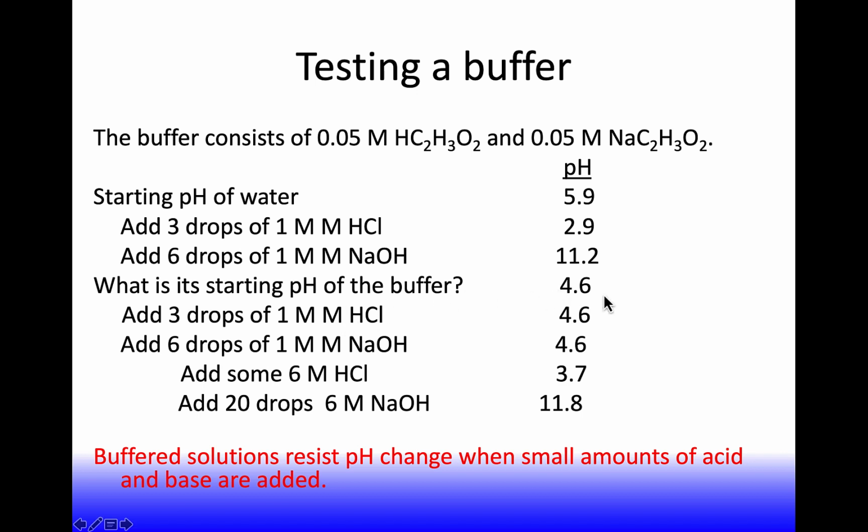Here is the starting pH of the acetic acid sodium acetate buffer system. It's 4.6. And then I add the same amount of acid as I did to the water, or the same amount of base as I did to the water, and the pH doesn't change at all.